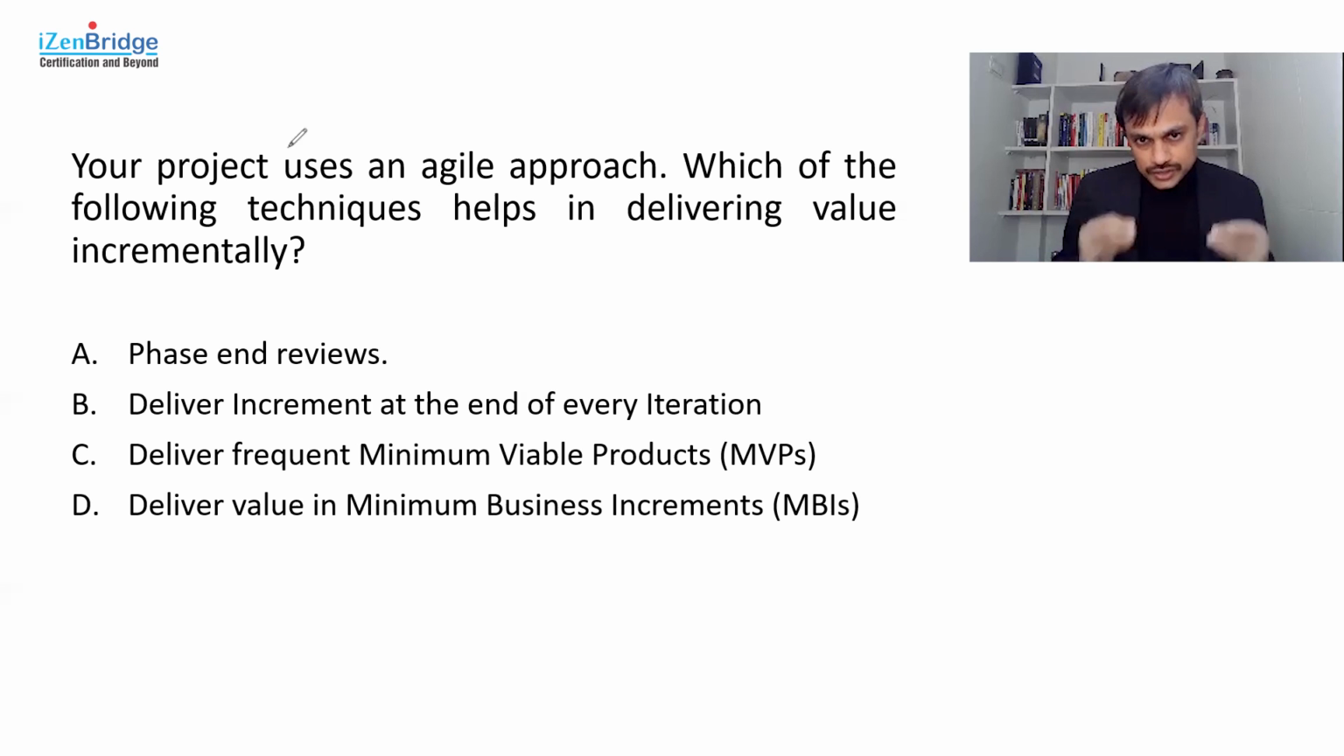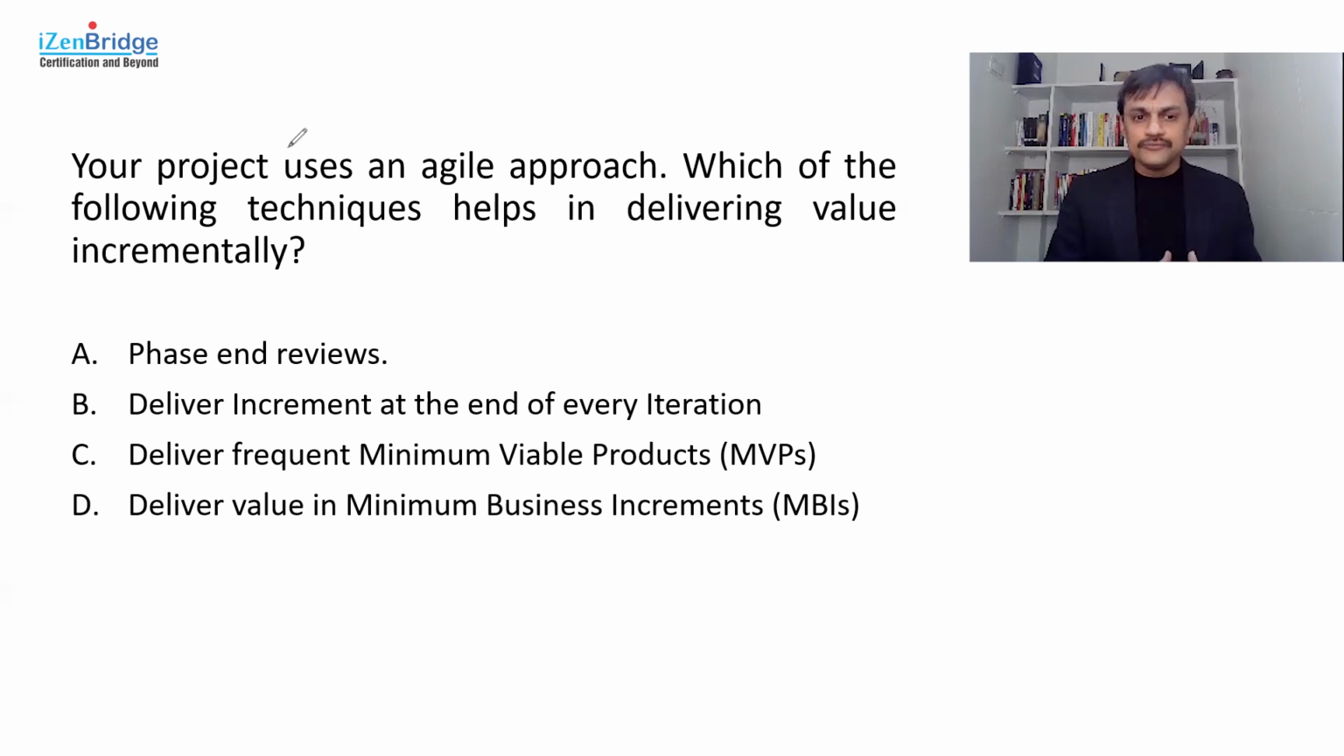So the iteration finishing and value delivery do not necessarily happen at the same time. It's not that whatever we are finishing in the iteration is the one which is getting delivered to the end customers all the time. So we flag this and say, okay, if we don't have anything else, we may probably come back to option B.